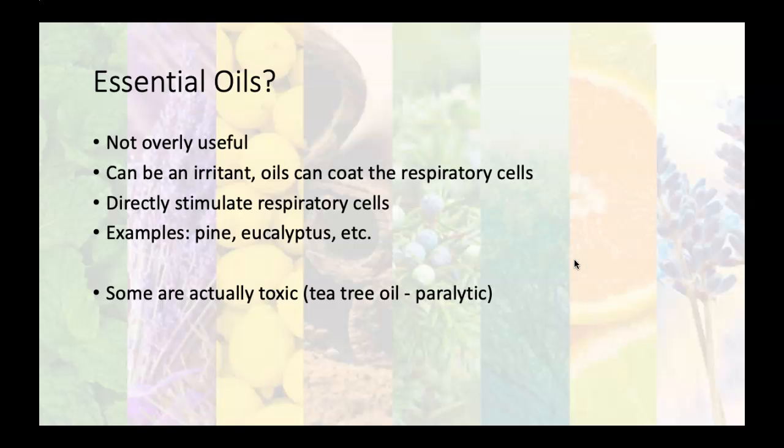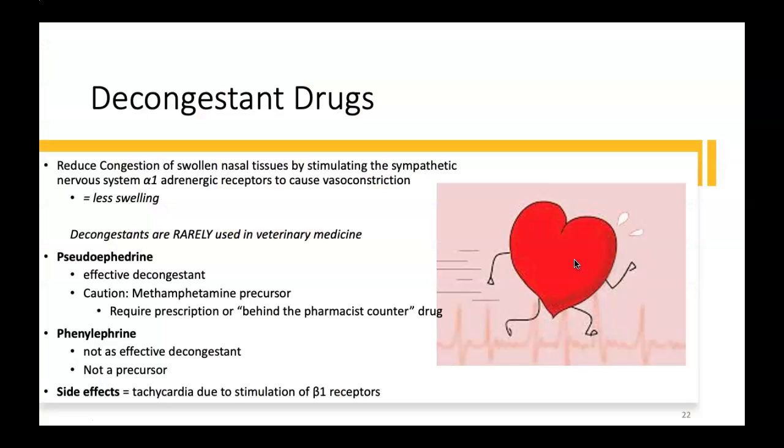And in fact, they can actually be an irritant to the respiratory tract. Many of the oils can coat the respiratory cells and directly stimulate them to produce an inflammatory reaction or effect. Examples here, pine and eucalyptus can have negative side effects on the respiratory tracts of animals. And then, of course, I always add, some essential oils are in general toxic, such as tea tree oil. If we apply that to the skin of dogs and cats, it can become a paralytic agent. So just something to think about. Clients often want to use essential oils, and I understand it because they're very popular, but we can actually cause more damage than good.